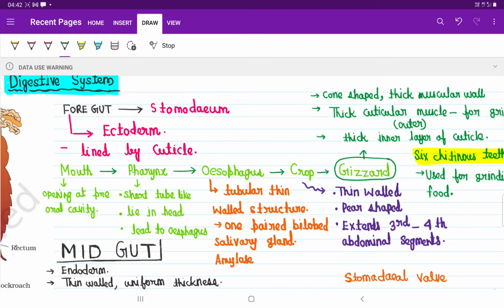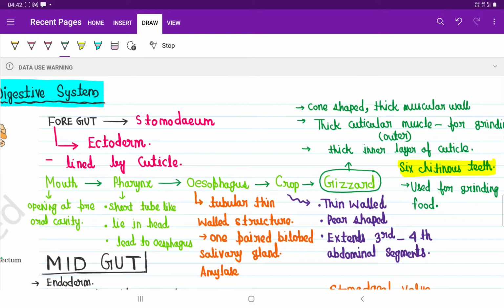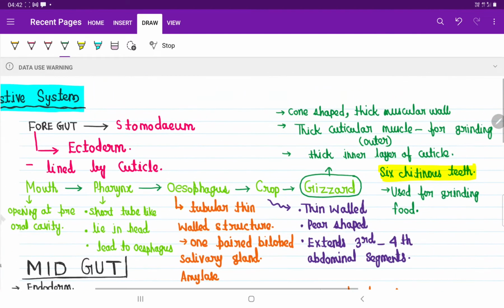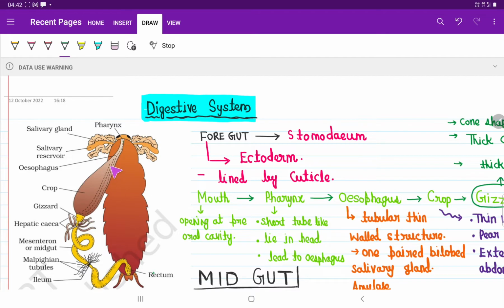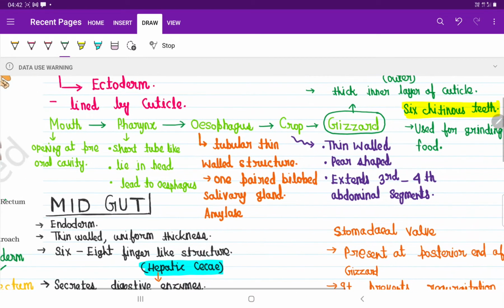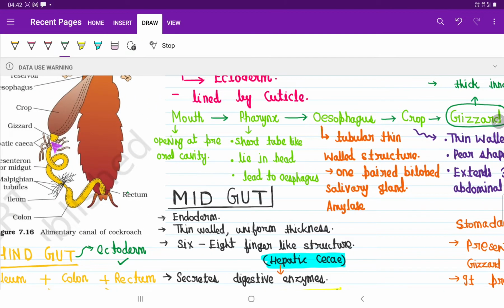This gizzard is cone shaped and has a thick muscular wall with many thick circular muscles, and six chitinous teeth are also present. These six chitinous teeth and the thick muscular wall help in grinding the food. So the function of the gizzard is grinding the food, and the function of the crop is storage of the food.